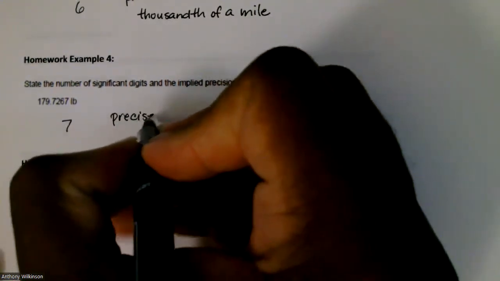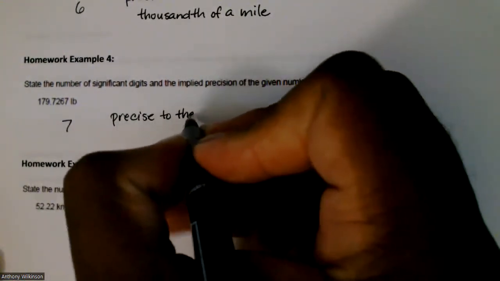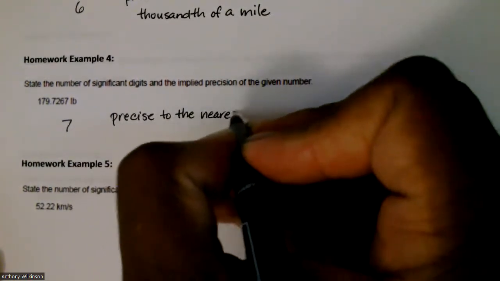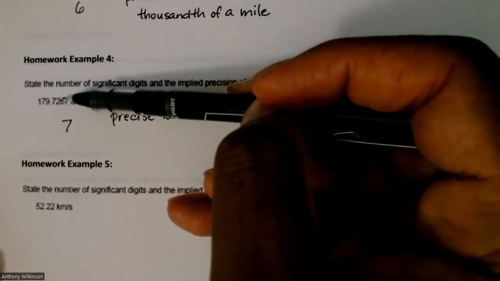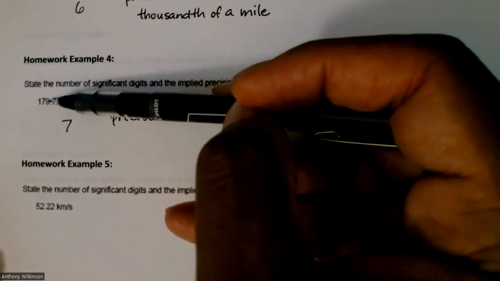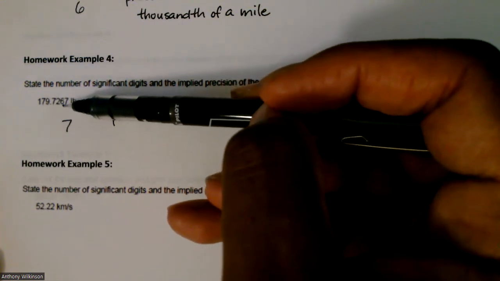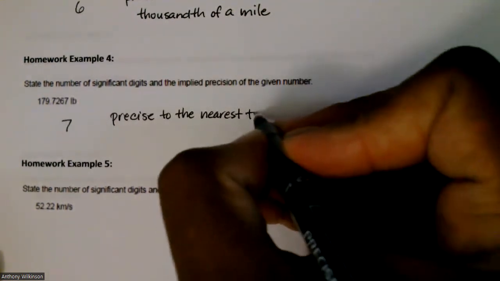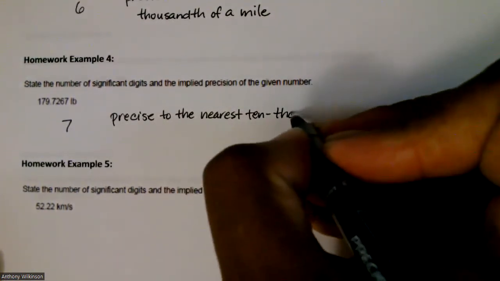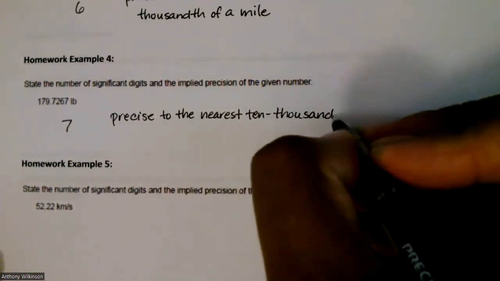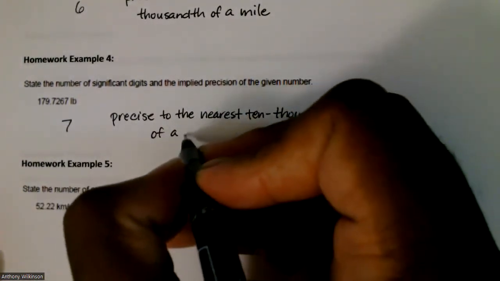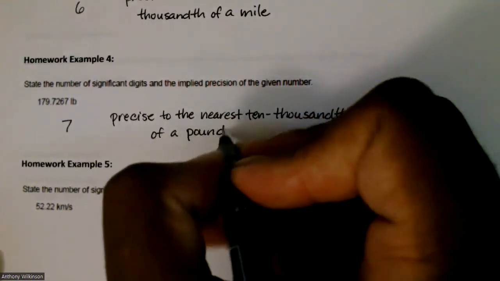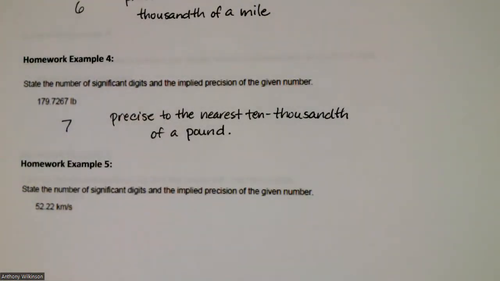So in this case, it's going to be precise to the nearest. Well, let's look at the last digit, the last place value position for this final digit. That's the tens, hundreds, thousands, 10,000. So it's precise to the nearest 10,000 of a mile. Not of a mile, of a pound. The problem here says pounds. Okay.